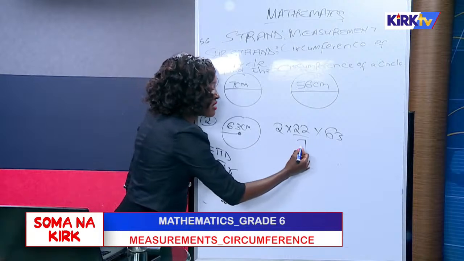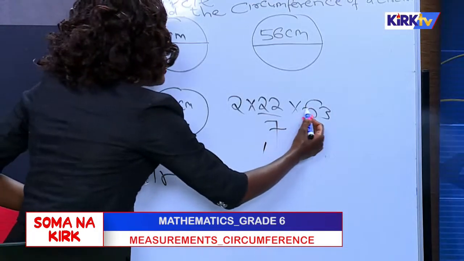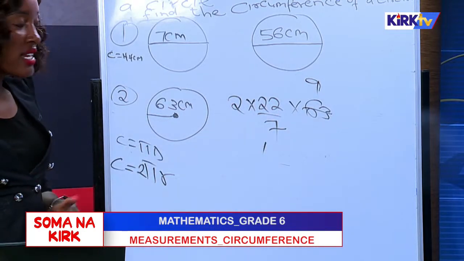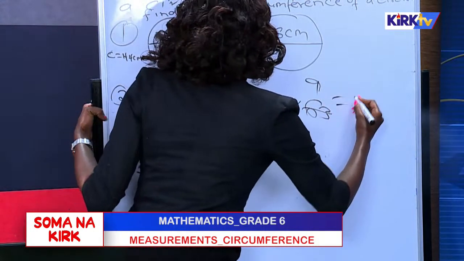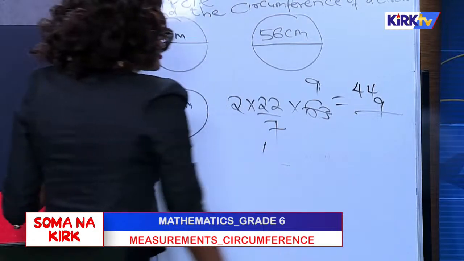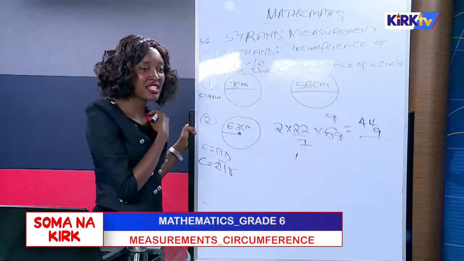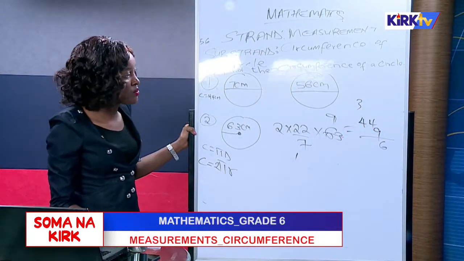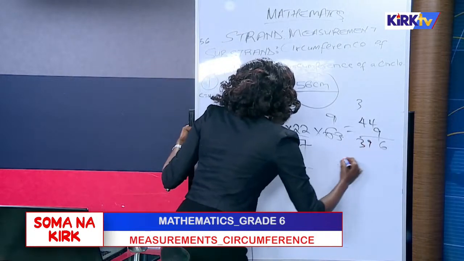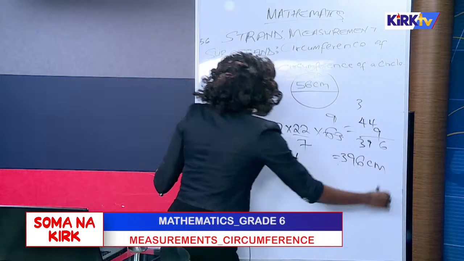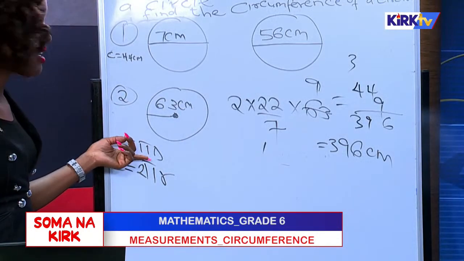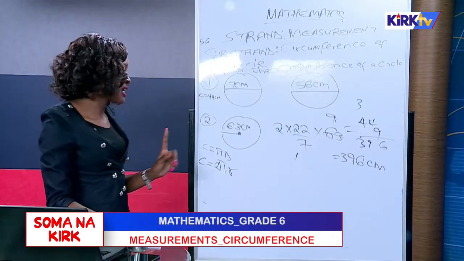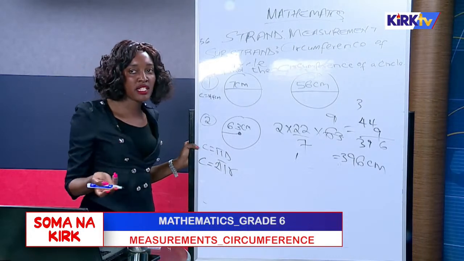7 will go 9 times. So by 7, 1; by 7, 9. And then we multiply. 2 times 22 is 44, so you take 44 multiplied by 9. 9 times 4 is 36, 6 carry 3. 9 times 4 is 36, plus 3, 39. Our answer is 396 centimeters, just as we got using the first formula. So it depends on you, whichever formula you find easy, so long as you do not forget that when you're given a radius, you have to multiply it by 2.